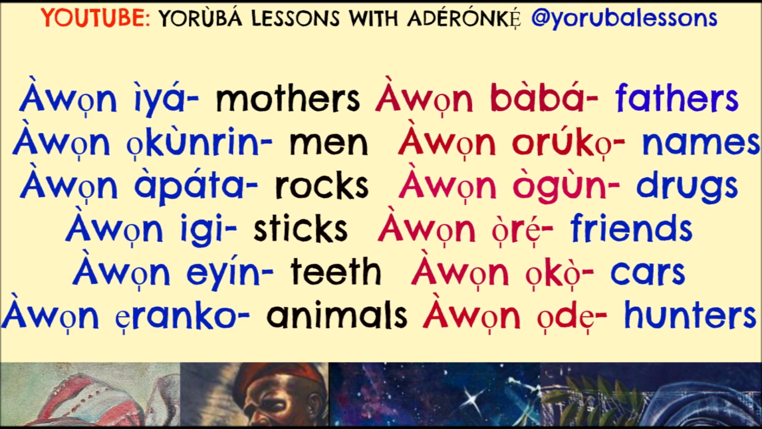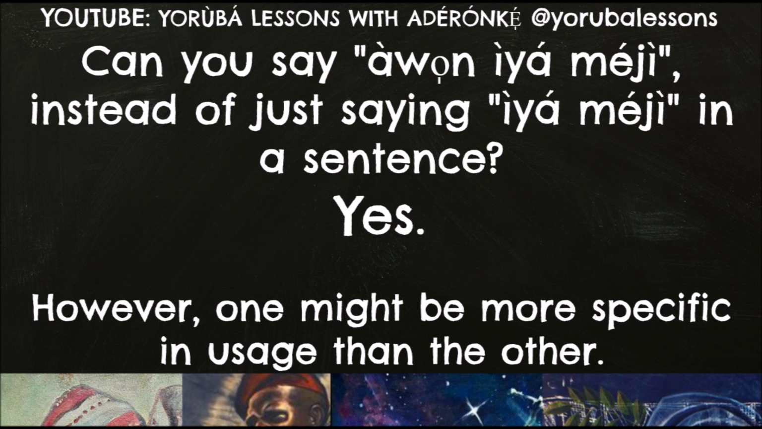Ẹranko, animal. Ẹranko kan, one animal. Àwọn ẹranko, animals. Bàbá, father. Àwọn bàbá, fathers. Orúkọ, name. Àwọn orúkọ, names. Ògùn, drug. Àwọn ògùn, drugs or medicine or charms. Ọ̀rẹ́, friend. Àwọn ọ̀rẹ́, friends. Ọkọ̀, car. Àwọn ọkọ̀, cars. Ọdẹ, hunter. Àwọn ọdẹ, hunters.